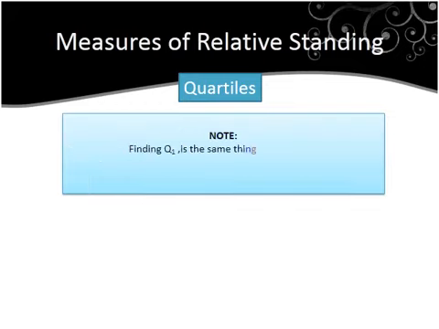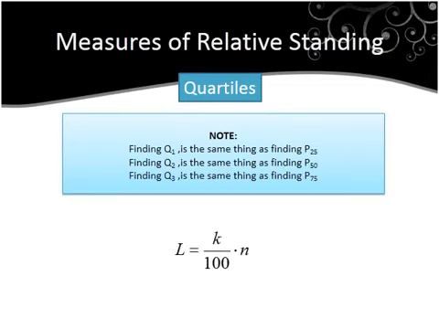the right. So finding Q1 happens to be the same thing as finding P sub 25. And finding Q2 is the same thing as finding P sub 50. And finding Q sub 3 is the same thing as finding P sub 75. So we'll use the same location formula where K, if we wanted to find Q1, K will be 25.